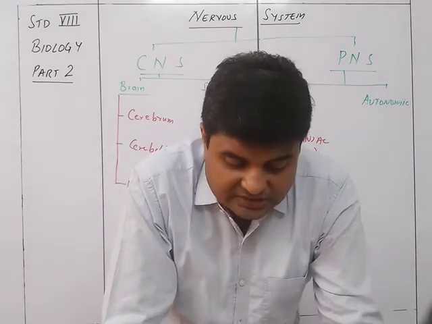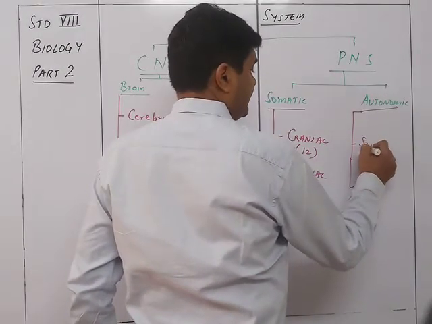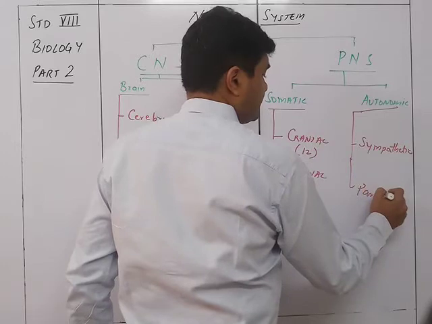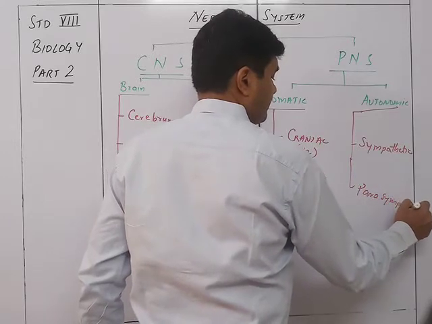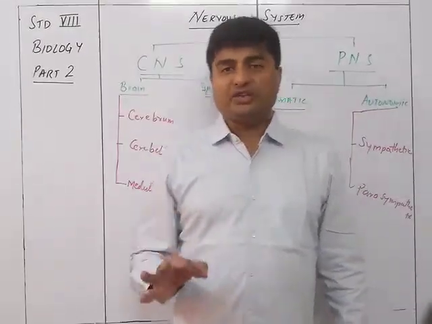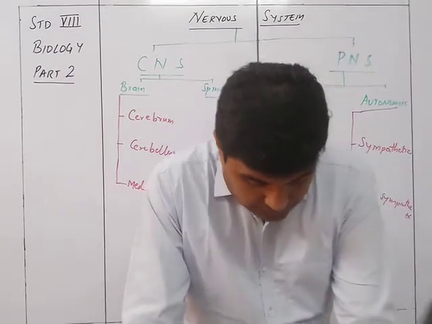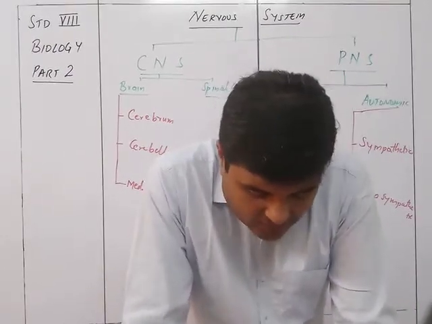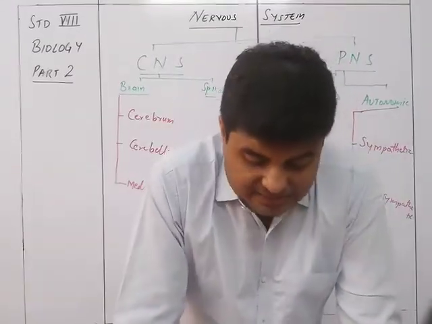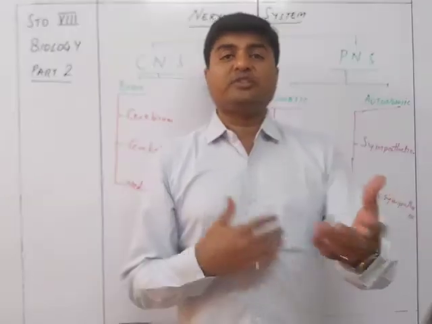It operates through two systems. One is sympathetic, another is parasympathetic. Okay? Sympathetic and parasympathetic are the two conditions, or the two ways, in which this autonomic nervous system is going to act. It operates through the sympathetic and parasympathetic systems, which are antagonistic in their actions. Antagonistic means opposite in action.